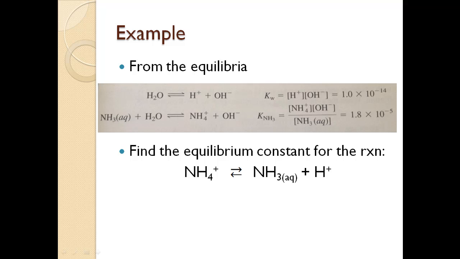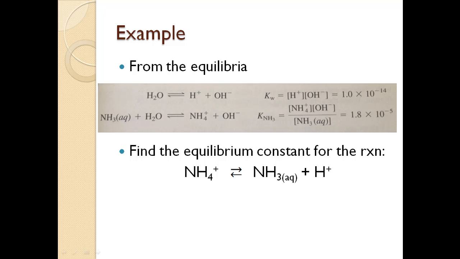From the equilibria, the first reaction is water, the second reaction is ammonia and water, and you see the equilibrium constant of water. Notice again that for the equilibrium constant of water, we don't do over the pure liquid. We didn't understand that before in the other video, but now we do, because it's a pure liquid, so it's unity, so we don't include it in the equilibrium equation. So you have the equilibrium constant of the first reaction, and the equilibrium constant of the second reaction.